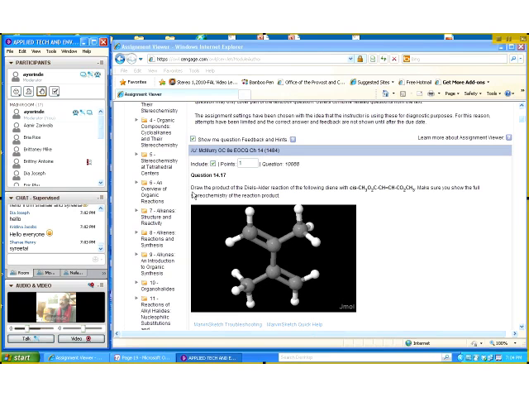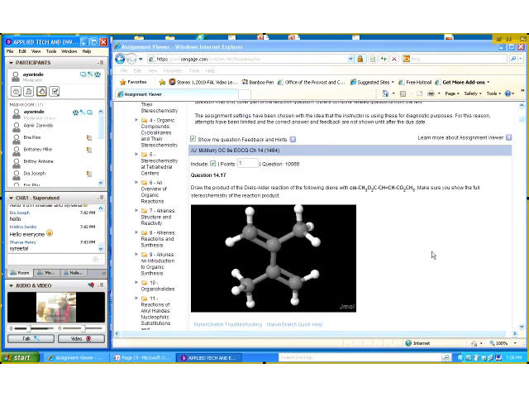Jessica, go ahead and read this question for us. The first question here: Draw the product of the Diels-Alder reaction of the following diene with this molecule. Make sure you show the full stereochemistry of the reaction product.